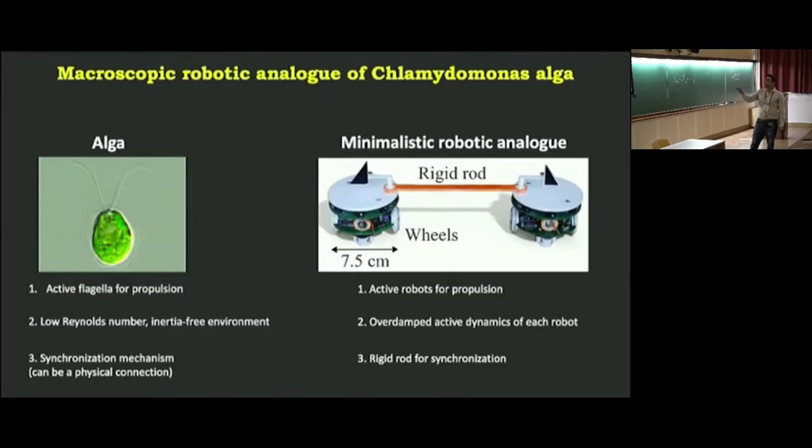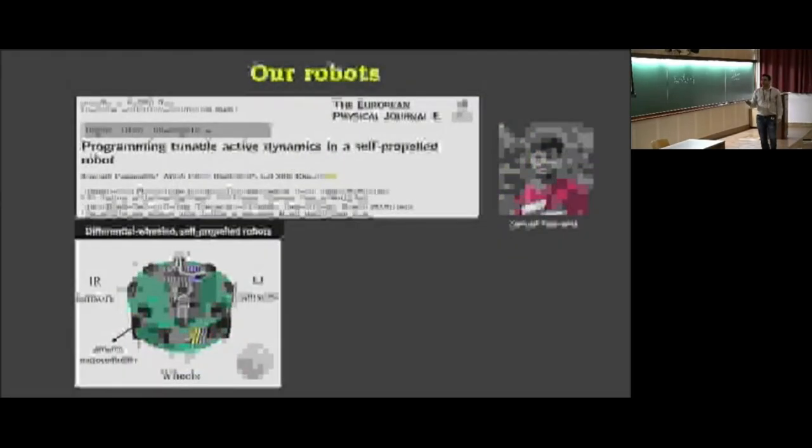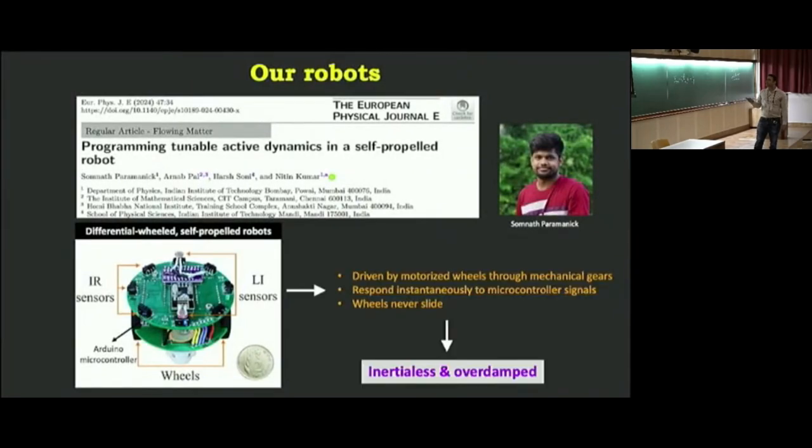And these robots are active Brownian particles. They have an overdamped active motion, and the rigid rod is a source of synchronization in their orientation. And let us see whether that works. So this is what our robot is. It's a programmable robot, quite big. This is a 2 rupee coin for comparison. It has two wheels which are motorized, and they're connected to the motor driver and motor through mechanical gears, right? And it responds instantaneously to the microcontroller signal. Therefore, we can model this as a completely overdamped macroscopic object, which is quite unique to this system.